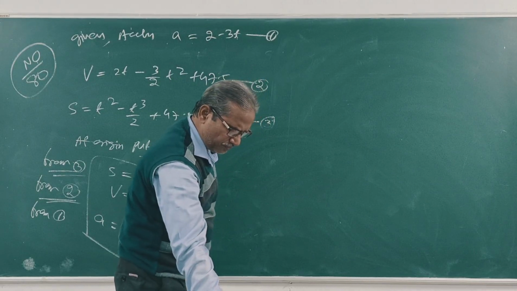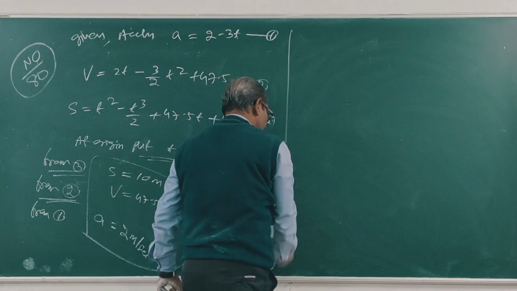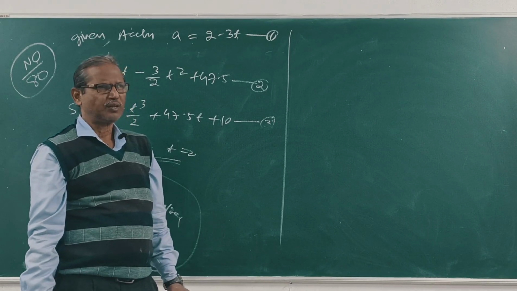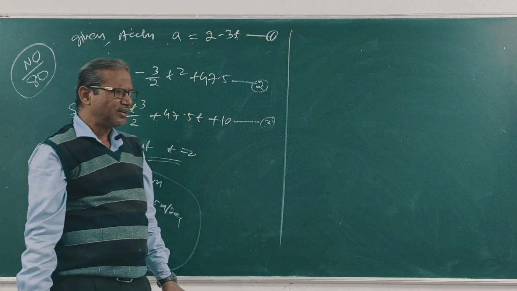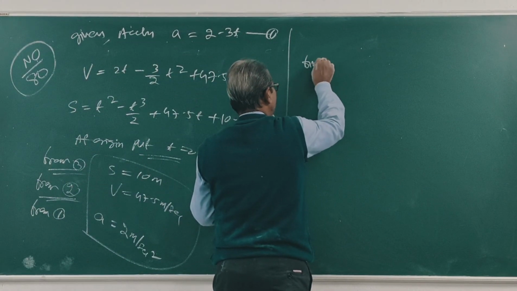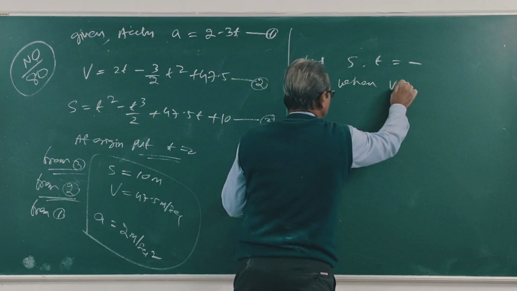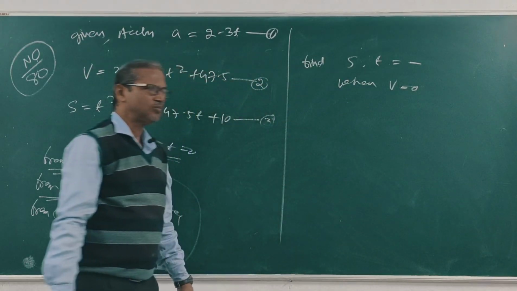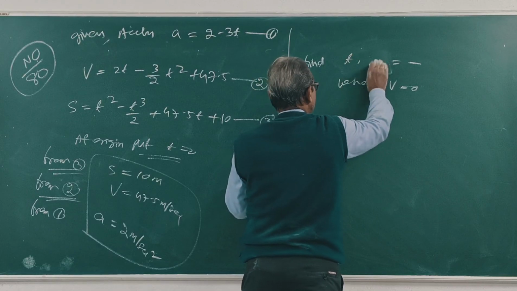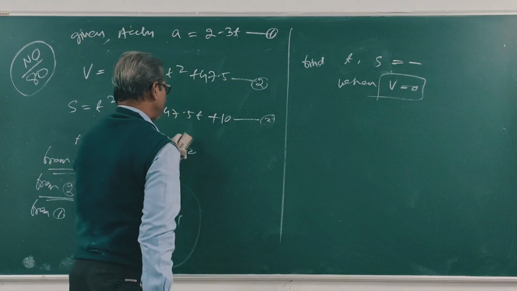Now, the question is: find the time taken to reach zero velocity and the distance traveled when the velocity becomes zero. Clear? The question is to find the time when v is equal to 0. First find the time taken, then find the distance traveled by the body at zero velocity.